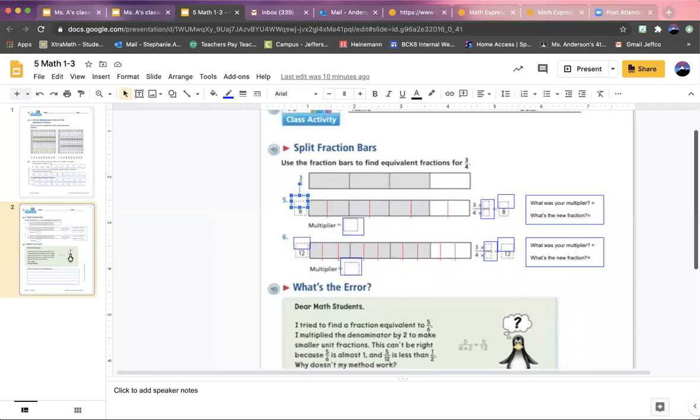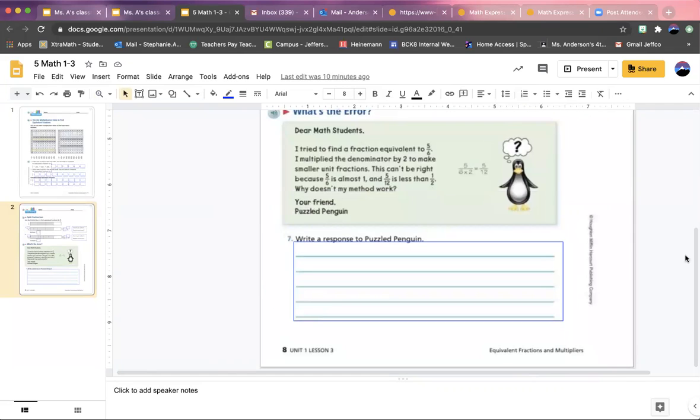And then your last one here is Mr. Puzzled Penguin. Dear math students, I tried to find a fraction equivalent to 5/6. I multiplied the denominator by 2 to make smaller unit fractions. That can't be right because 5/6 is almost 1 and 5/12 is less than 1/2. Why didn't my method work? Well, he has his work shown right here. So I'd go off of this. Why doesn't this work? And guys, I'd like a couple sentence response.